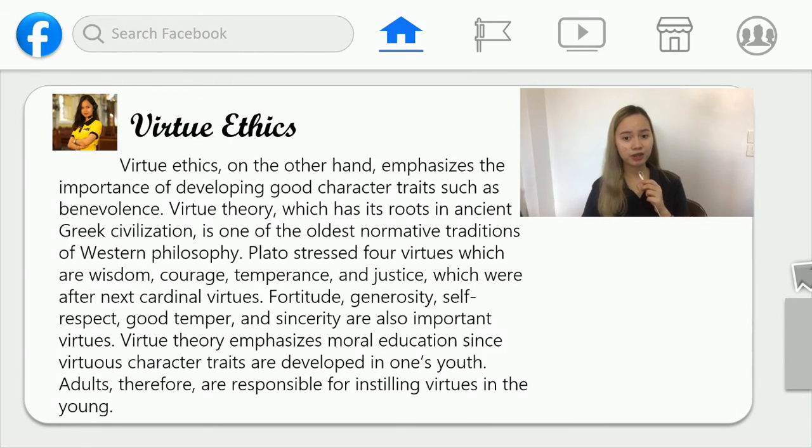Virtue theory emphasizes moral education, as virtuous character traits are developed in one's youth. Adults, therefore, are responsible for instilling virtues in the young. Aristotle said that virtues are acquired good habits that help us control our emotions. For example, in reaction to my natural fear, I should cultivate the virtue of courage, which enables me to remain calm in the face of risk.